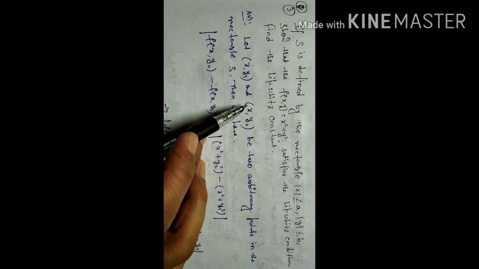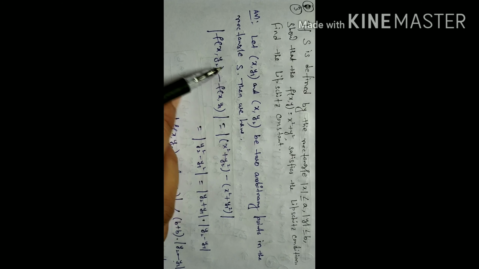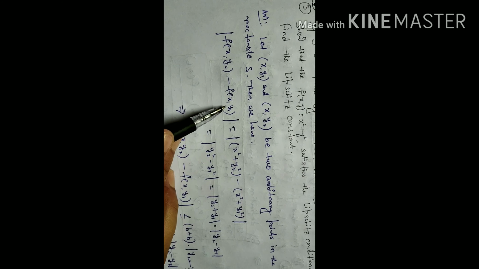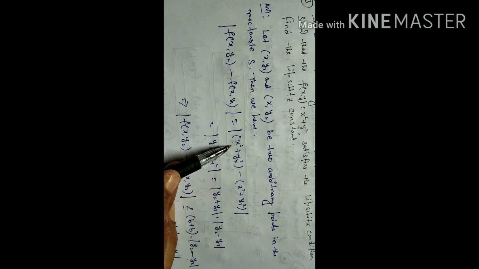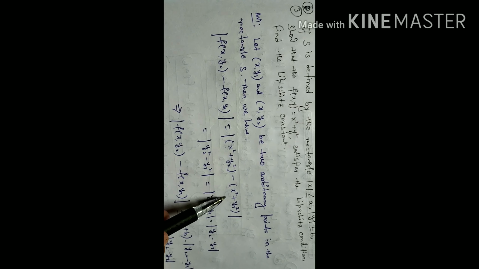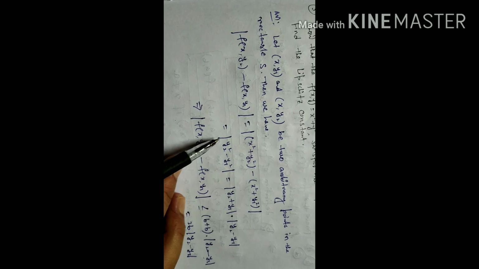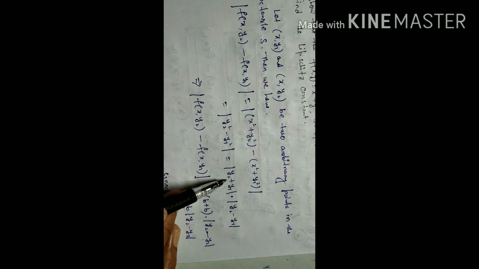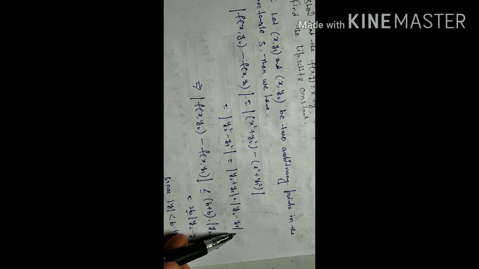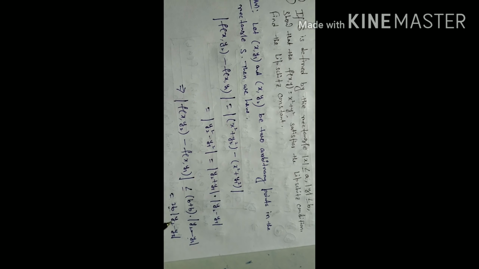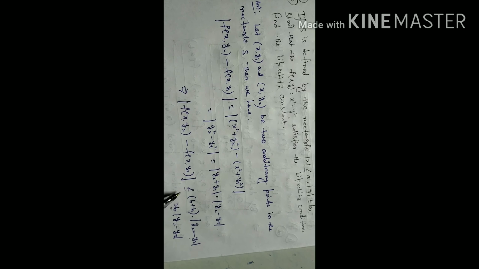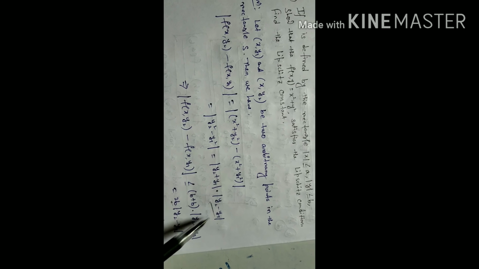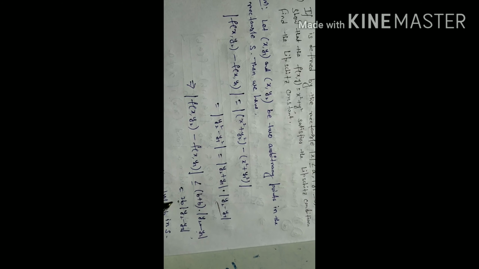Let (x, y1) and (x, y2) be two arbitrary points in the rectangle S. Then we have |f(x, y2) − f(x, y1)| = |x² + y2² − x² − y1²|, and then we get |y2² − y1²|. This is |y2 + y1| |y2 − y1|. Since |y| ≤ b, that is |y2 + y1| ≤ |b| + |b| = 2b, and this term remains invariant, so it is ≤ 2b |y2 − y1|.